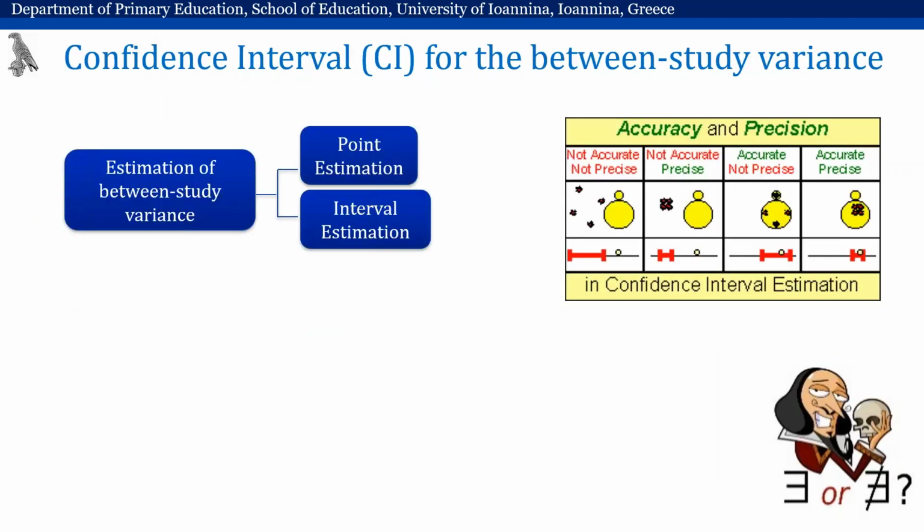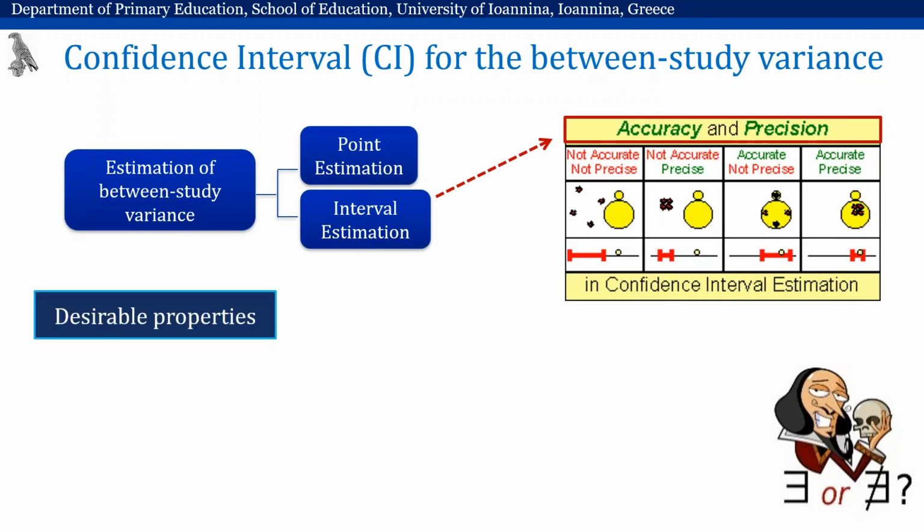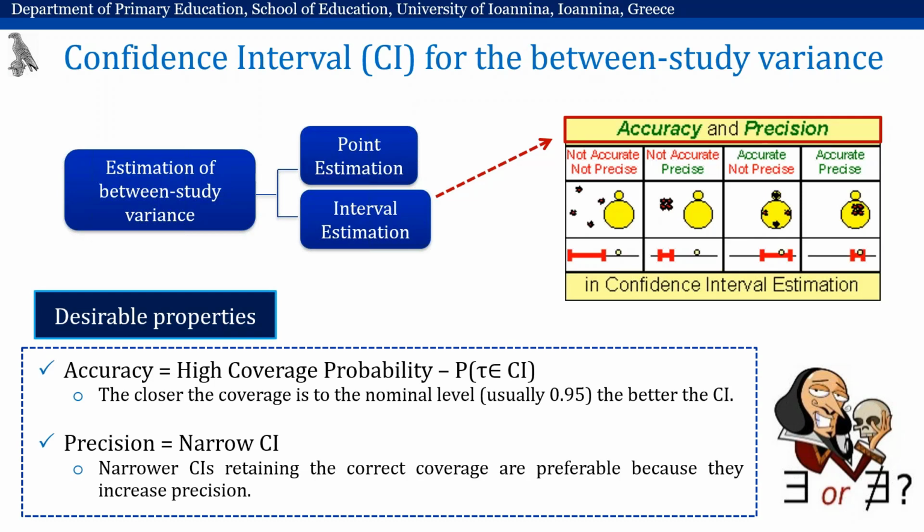Now, in order to fully estimate the between-study variance, apart from the point estimate, we can also calculate the uncertainty around the between-study variance. So the desirable properties that we need to account for are accuracy and precision. We need accuracy, that is high coverage probability, and precision, to have narrow confidence intervals.